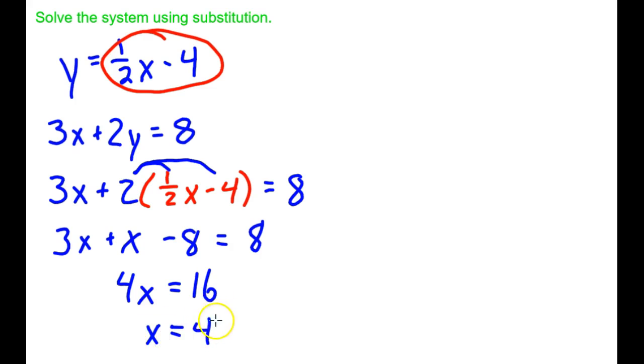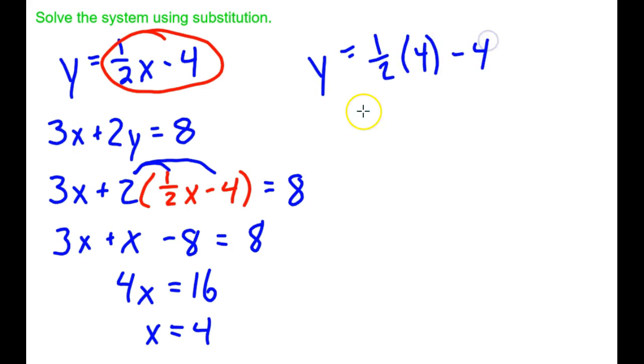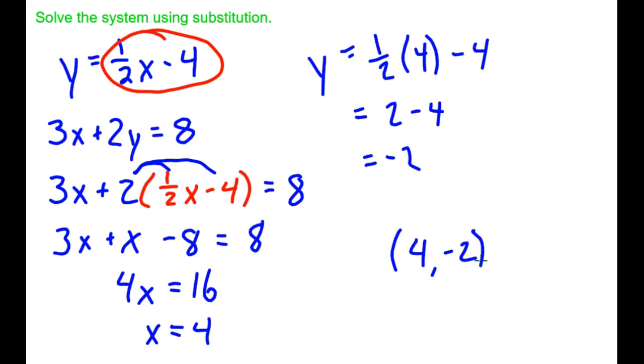Now we take this value of x, substitute that in for x in the original equation. We get y equals 1/2 times 4 minus 4. So y is equal to 1/2 times 4 is 2 minus 4, which is -2. So our solution to this system is (4, -2), which is what we got in the last problem when we graphed it.